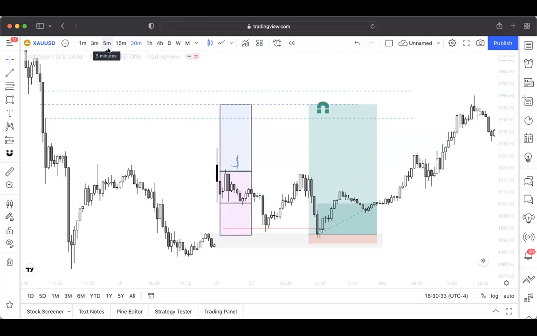For the FVGs, do you use them only on higher time frames to spot liquidity in the market, or do you also use FVGs on the lower time frames like the 1 minute? That's a great question. So far, I've been mostly using it for two things. One of them is confirming if an order block is high probability or not. Let's say you have a fair value gap and an order block.